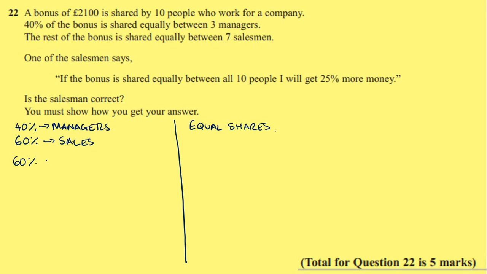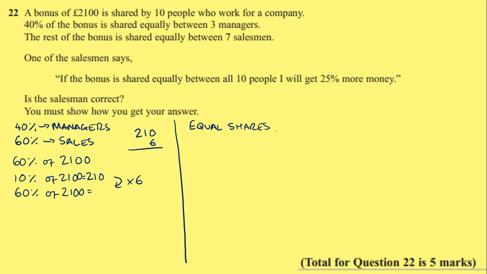Well, what's 60% of 2,100? Well, 10% of 2,100 is 210. So 60%, because we divided by 10, would be 210 multiplied by 6, because if we know 10%, we can multiply it by 6. Well, 210 multiplied by 6. 6 times 0 is 0, 6 times 1 is 6, and 6 times 2 is 12. We get £1,260. That is for all 7 salesmen to share.